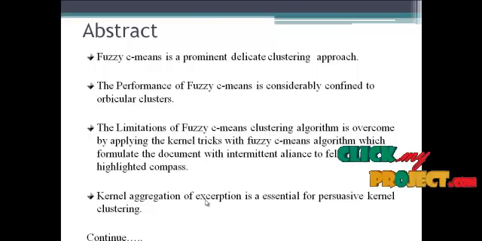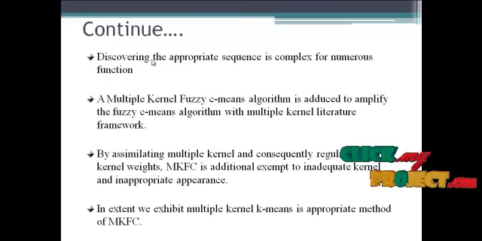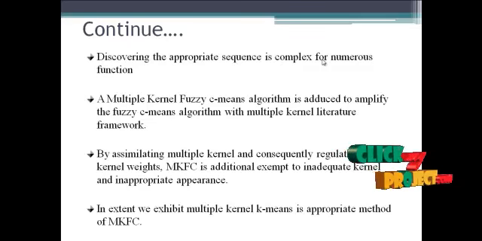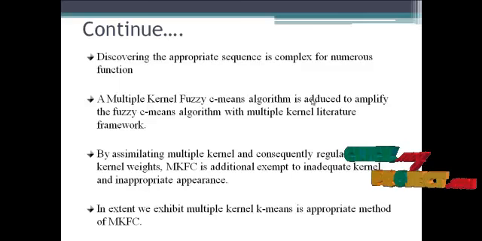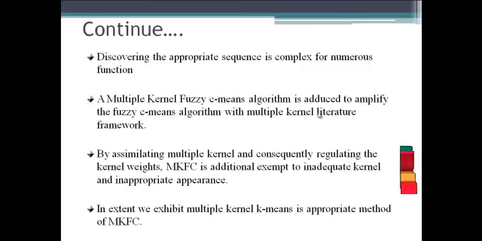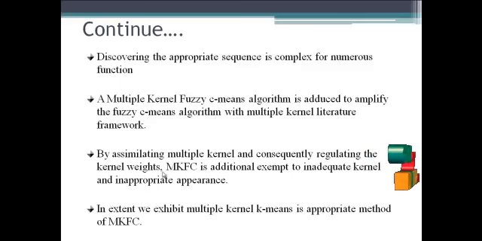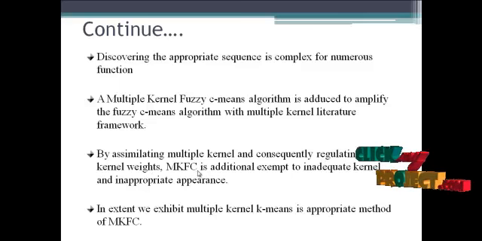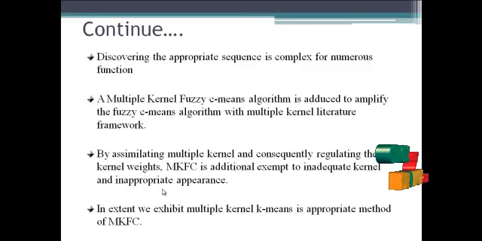Kernel aggregation is essential for pervasive kernel clustering. Discovering the appropriate kernel is complex for numerous functions. A multiple kernel fuzzy clustering algorithm is proposed to extend the fuzzy clustering algorithm with a multiple kernel learning framework. By assimilating multiple kernels and consequently regulating the kernel weights, MKFC is more robust to inadequate kernels and inappropriate features.